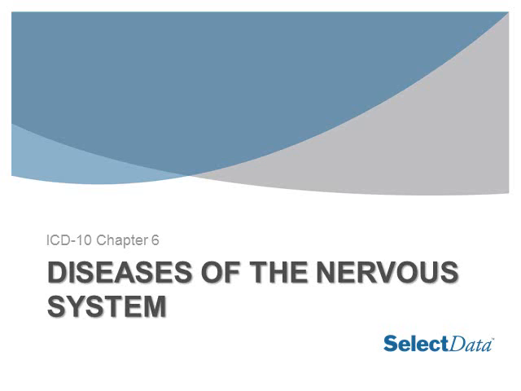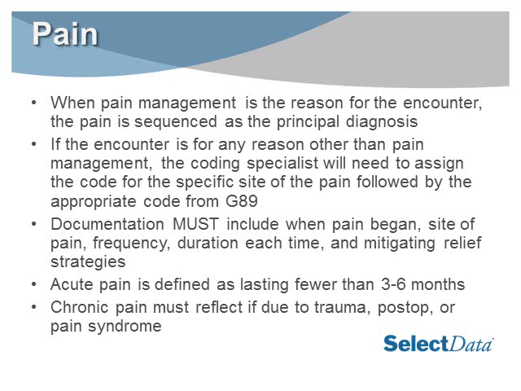Now let's move on to Chapter 6 and the diseases of the nervous system. Again, pain is the reason, if it's the reason for the encounter, and is sequenced as the principal diagnosis, then we better know what's being done for it, why, what's the cause, and we're going to have to assign the code for the specific site of the pain, followed by the appropriate code from G89.